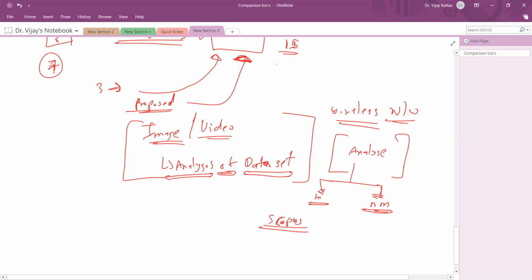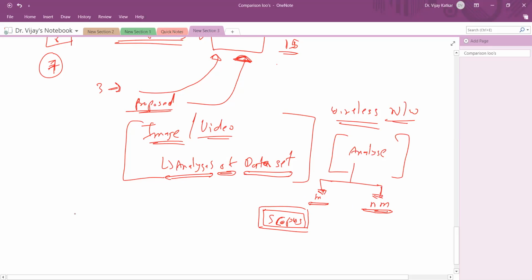At max, they might say, okay, there is some scope for improvement. Yes, there is always some scope for improvement. But then the first query is solved. So this should be your first paper and first step when you are writing research papers, if it is a wireless domain or if it is an image video domain.